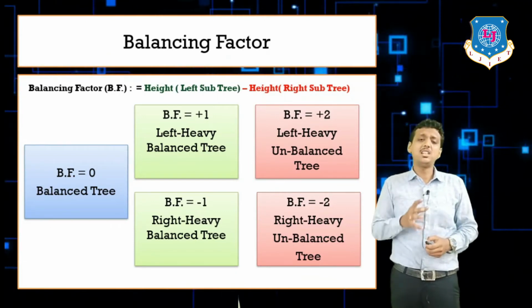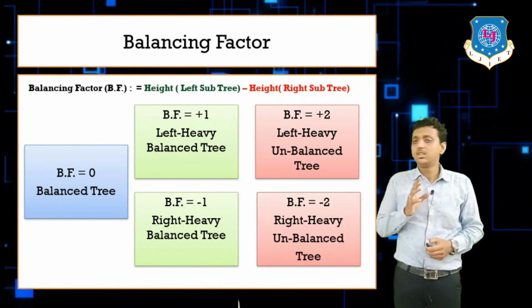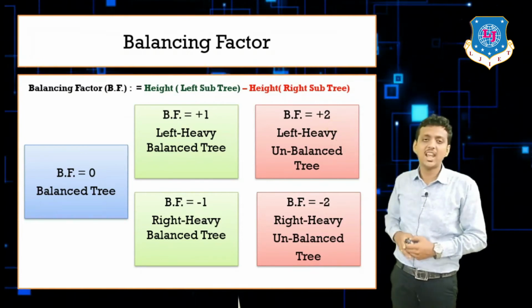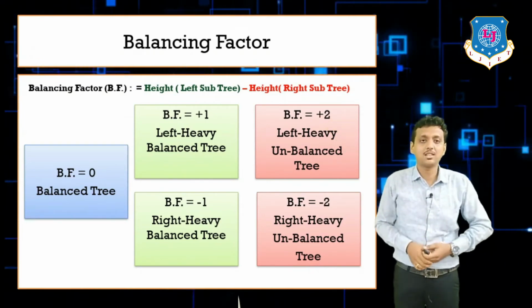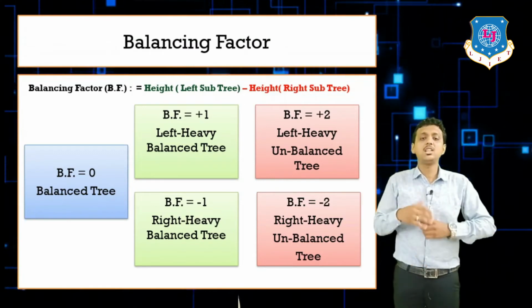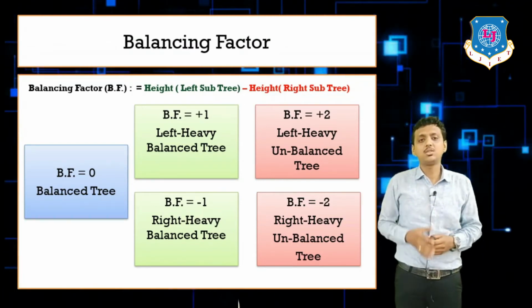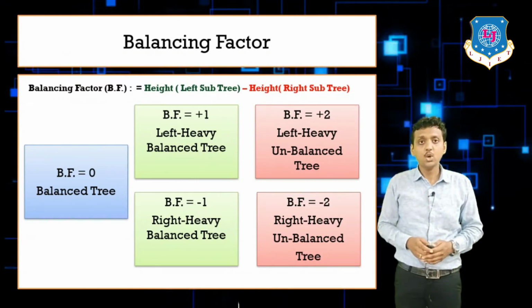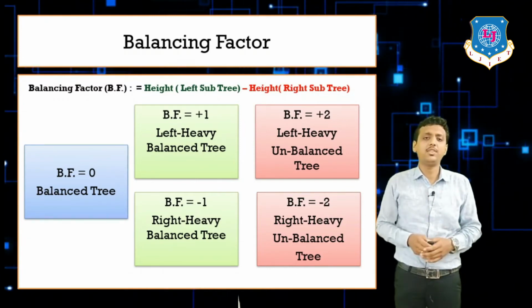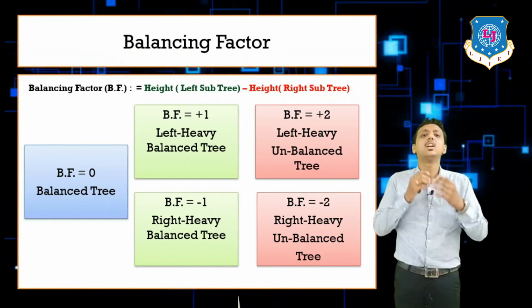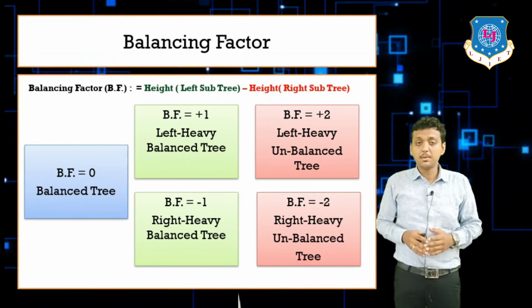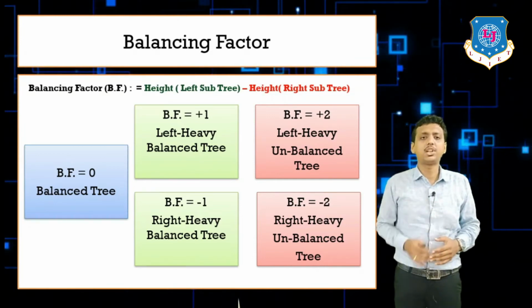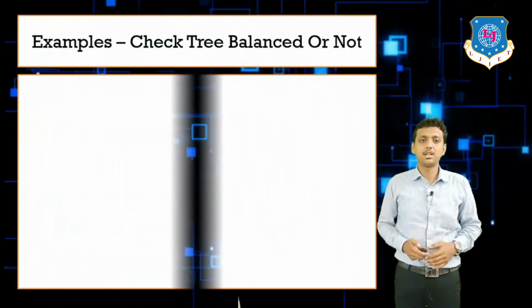When the balancing factor is plus 2, it is known as a left heavy unbalanced tree, and when it is minus 2, it is known as a right heavy unbalanced tree. So for plus 2 we have left heavy unbalanced, for minus 2 we have right heavy unbalanced. But now the question is, sir, how can we calculate the balancing factor of a tree? So let's start with the examples.